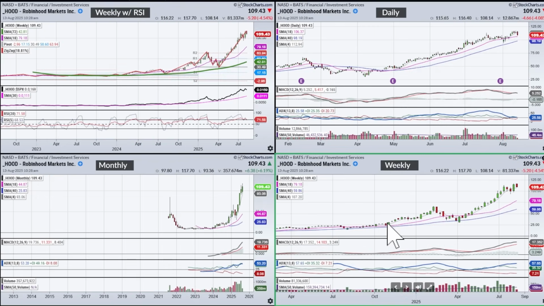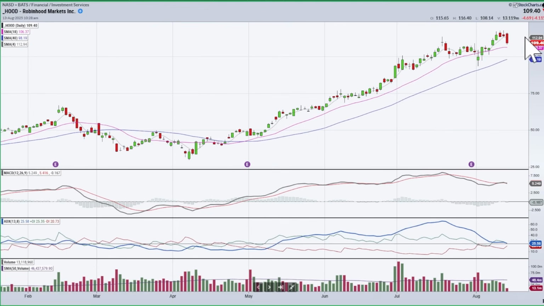All right, HOOD. Another one that has had a really nice move. I think it needs a little bit more time here to set itself up. I think it's going to have to hold the 18-day. It has been holding the 18-day. It hasn't quite touched down on it, right?